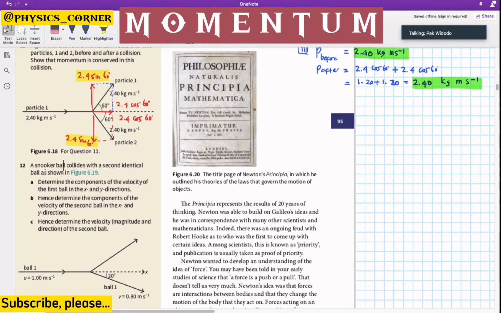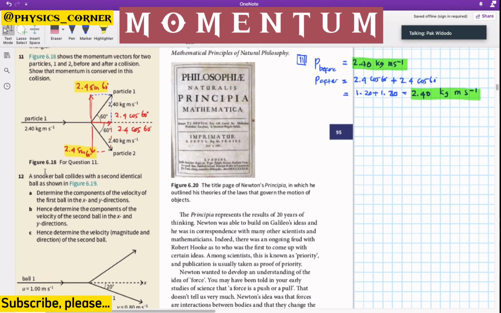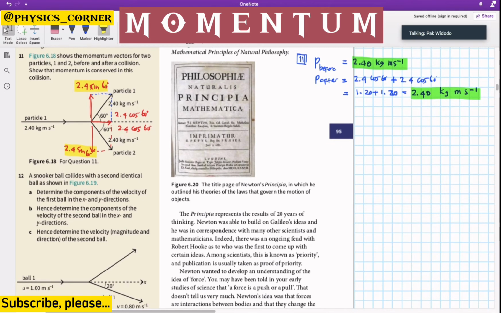Let's look at number 12. A snooker ball collides with a second identical ball as in figure 6.19. Determine the components of velocity of the first ball in the x and y direction.